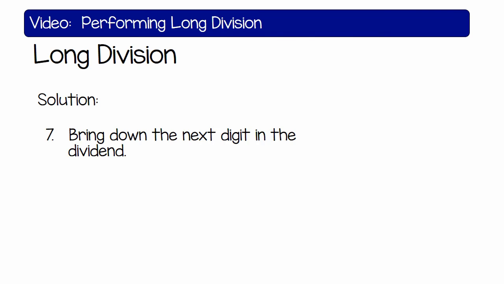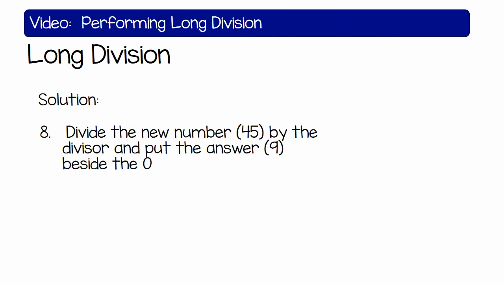Now, bring down the next digit from the dividend, and that would be the digit 5. So now we have 45 underneath the dividend. Now, divide the new number 45 by the divisor and put the answer 9 beside the 0, as shown here in the diagram.